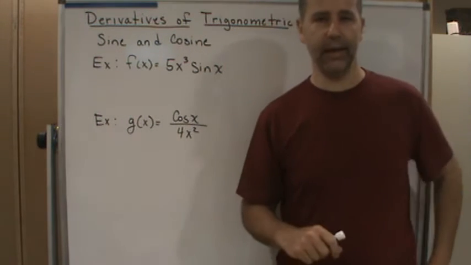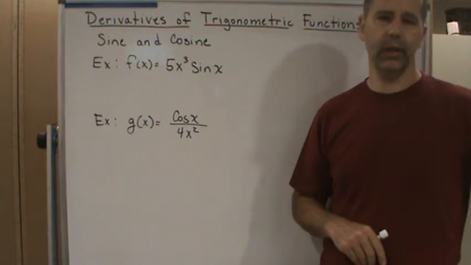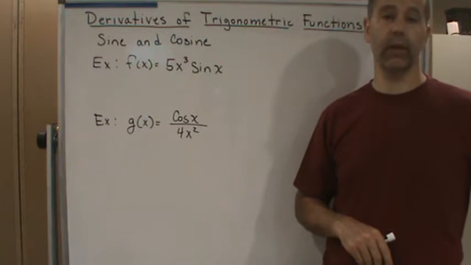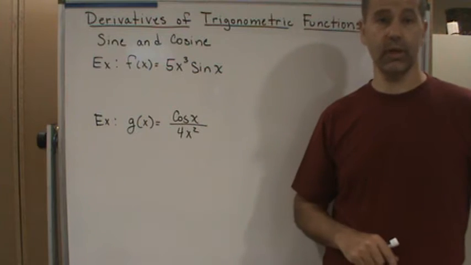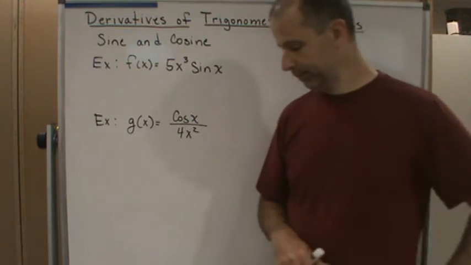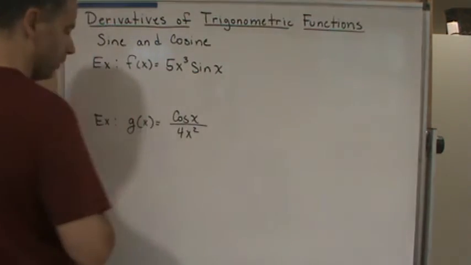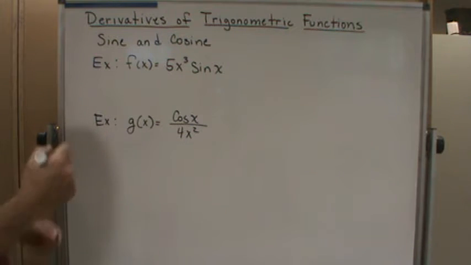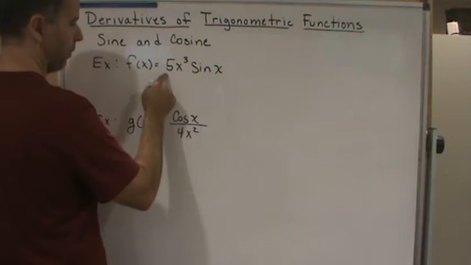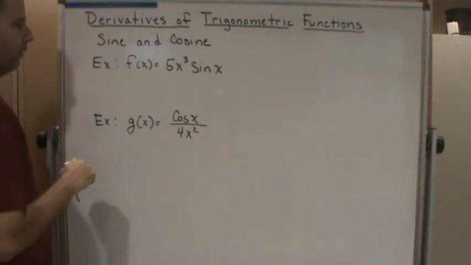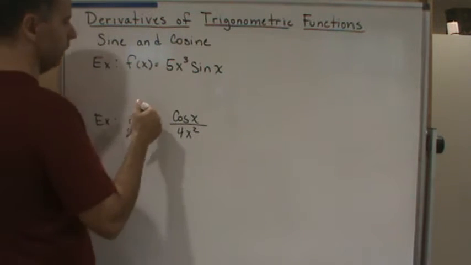Okay, so welcome back, and now we're going to do a couple of examples involving functions with trig functions, and then we're going to just use the rules that we've learned up to this point. Okay, now that we know how to take the derivative of sine and cosine, let's use it. So notice here we have a product, right? So we're going to apply the product rule.